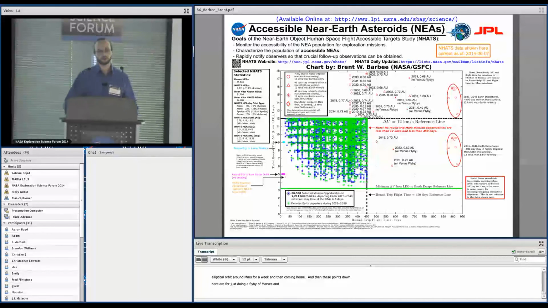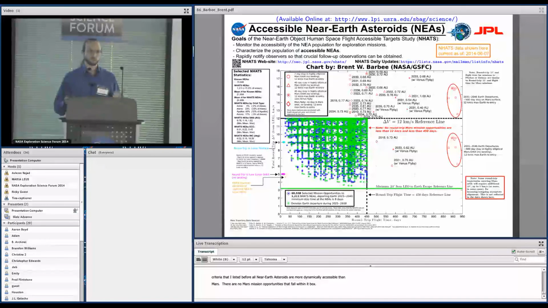So the point of the NHATS criteria that I listed before is that all NHATS-compliant near-Earth asteroids are more dynamically accessible than Mars. There are no Mars mission opportunities that fall within this box. But there are 1,221 near-Earth asteroids that do fall into that box.